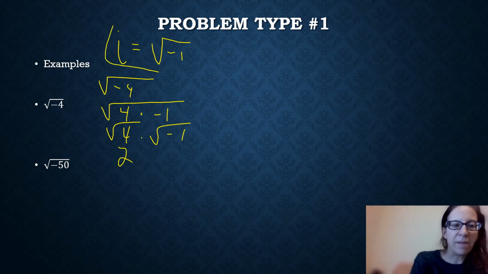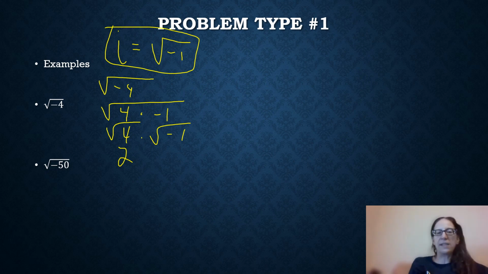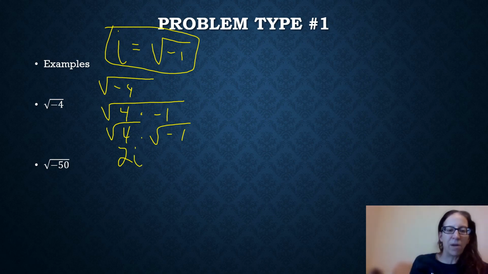And then I mentioned for this problem type, it's kind of nice to have that definition handy. i is equal to the square root of -1. And so the square root of -1 is i, and the answer to that problem is 2i. So if you're wondering, what was the answer again? It is 2i.